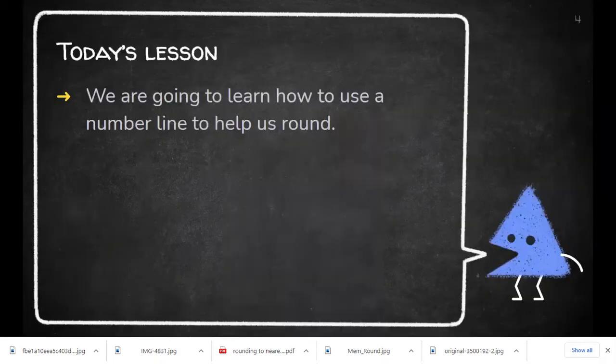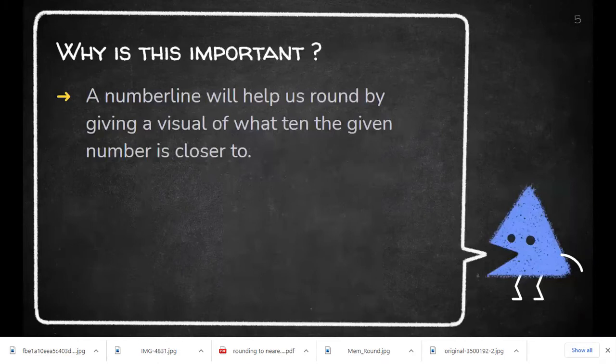Today's lesson, we're going to be learning how to use a number line to help us round to the nearest tens place. Why is this important? A number line is going to help us round by giving us a visual of what 10 the given number is closer to. It's going to make it easier for us to round.